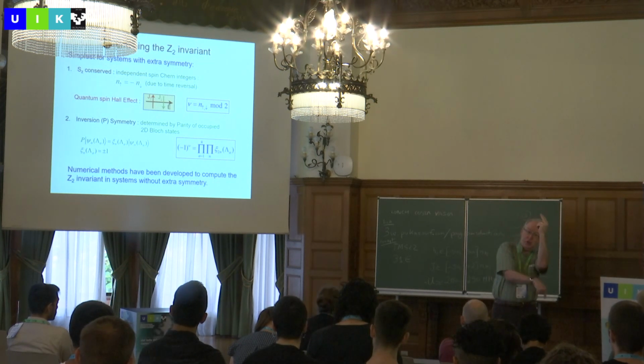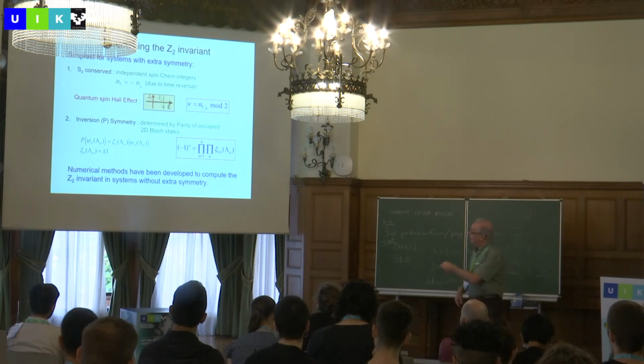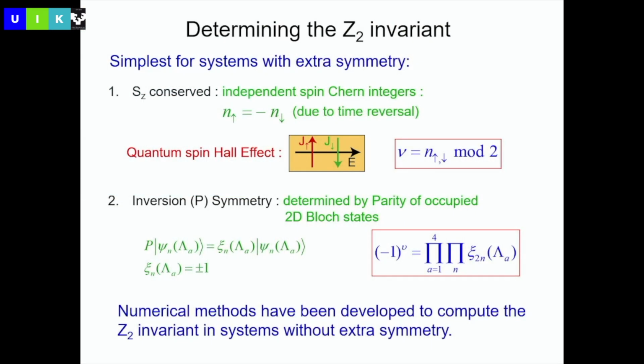Now they have to be the same. The Chern numbers of the up spins and down spins have to be equal and opposite. So in that case, the Z2 invariant is just whether that Chern number is even or odd. So if you have an odd Chern number, for instance if it's 1, that gives you this. And in this sort of independent up and down spins, this is the reason we called it a quantum spin Hall effect, because if you apply an electric field, then the up spins go this way and the down spins go the other way. So there's no charge Hall effect because they cancel each other, but there is a flow of spin.